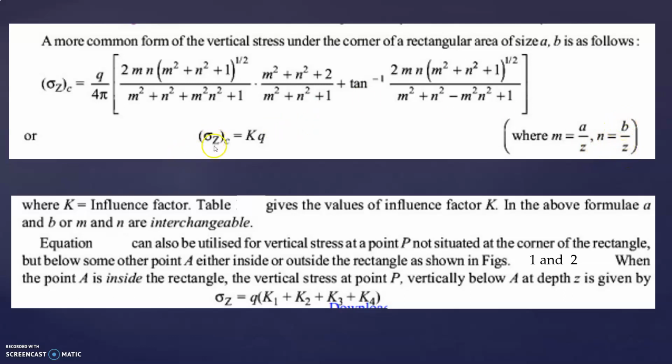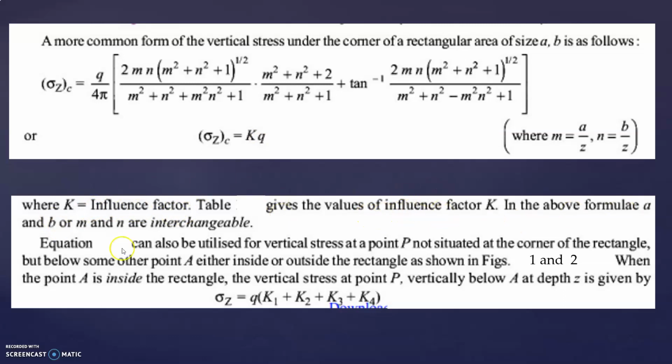Also, this equation you can write as sigma z c is equal to k into q, where k is our influence factor, like how you considered for the concentrated load and circular loaded area. Using the table you can find k. If you have that value k, you can directly use this equation: sigma z, the vertical stress at the corner, is equal to k into q. So k is an influence factor, and the table gives the values of influence factor k.